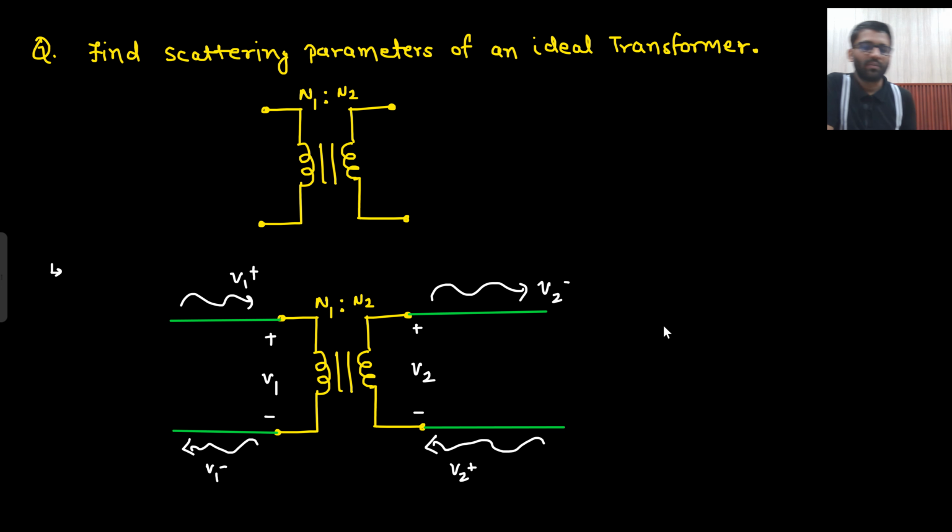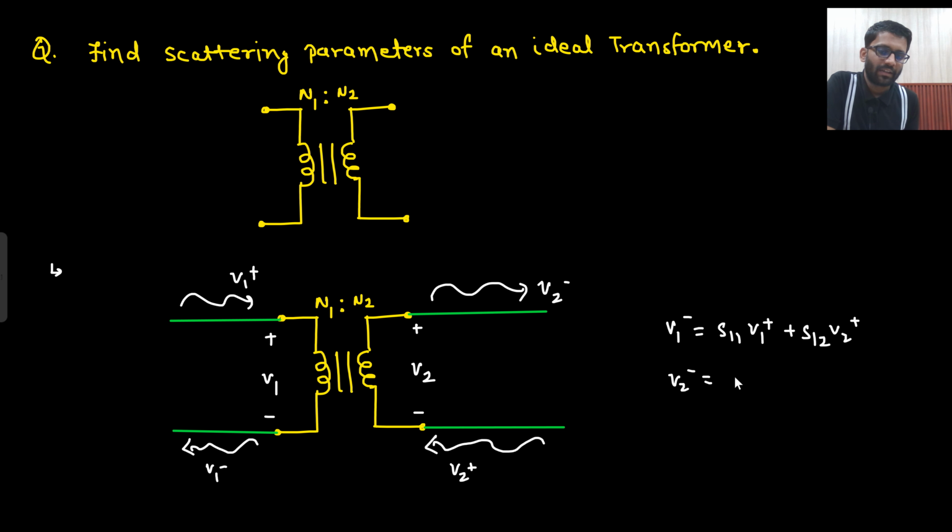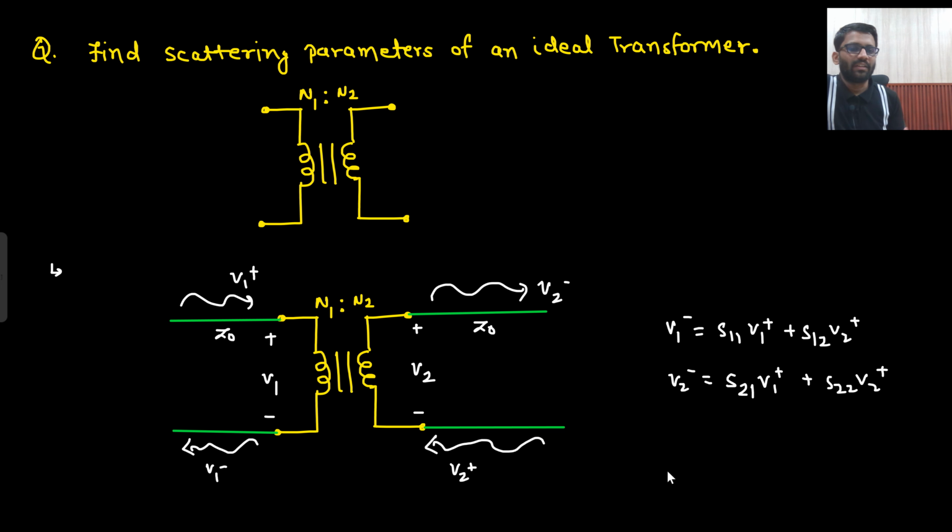Okay. Now then what we do, our first task will always be to define the parameters. So this will be the definition. Here only there will be simple mathematics, nothing else. S21 V1 plus S22 V2 plus. Okay. Now they haven't given the Z naught value, so I am assuming these Z naught values. These could be different as well, but later on you will get to know that these are of no use.